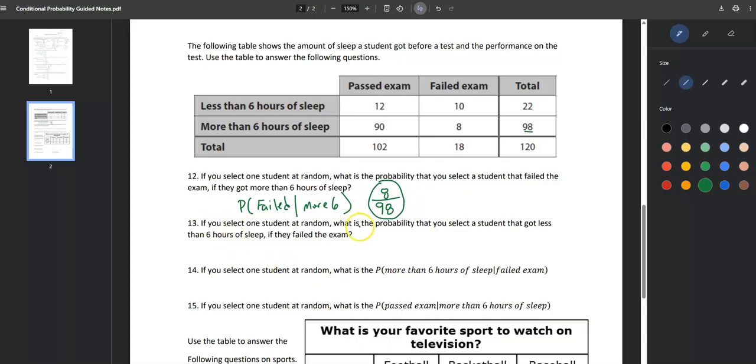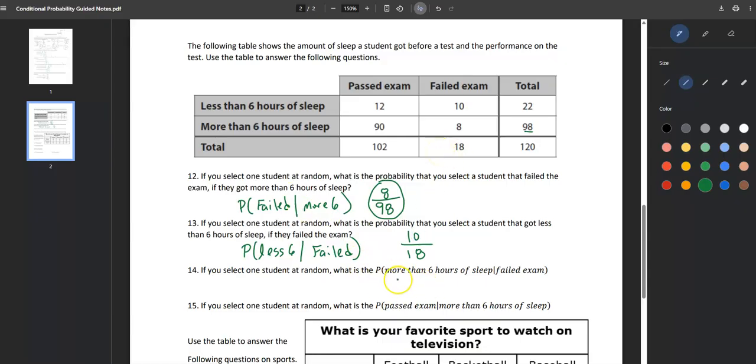13, if we select one student at random, what's the probability that you select a student that got less than 6 hours of sleep if they failed the exam? So this one I've got less than 6 slash failed. So now I'm looking at those that failed, so that'd be out of 18. And out of those 18, less than 6 would be 10. So this is 10 out of 18.